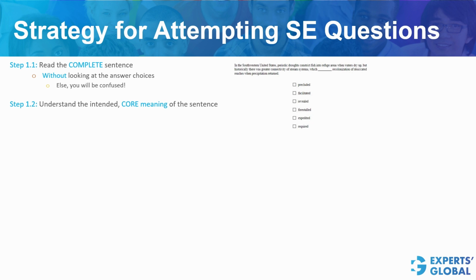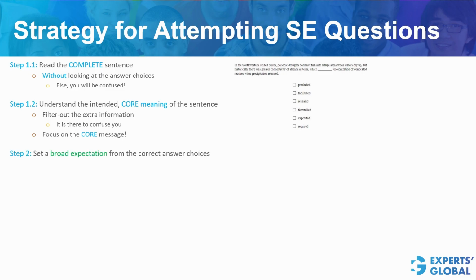Step 1.2 is to understand the intended core meaning of the sentence. You need to filter out the extra information which is there to confuse you. You need to cut through the noise and get to the core message in the sentence.